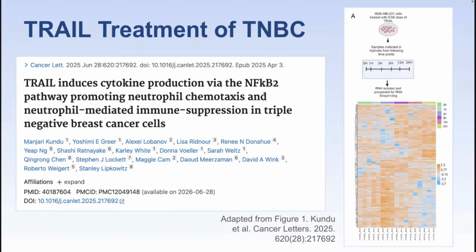But this study was actually able to show that TRAIL induces NF-kappa B2 dependent cytokine production in this triple-negative breast cancer cell line. And they did this by performing time series RNA-seq transcriptomics after treatment with TRAIL, measuring expression levels at 0, 1, 3, 6, 12, and 24 hours. Since this data set is publicly available in ChEA, we were able to get the RNA-seq counts and then analyze it further with ChEA-KG-TS.